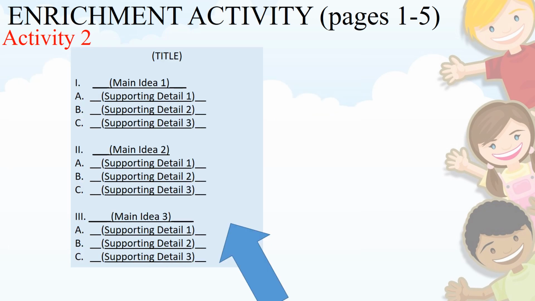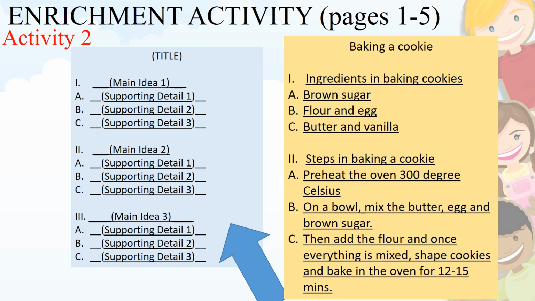So you have the title, the main idea, and the supporting details. Example, here, I put the title Baking a Cookie. Then the main idea number 1 is the ingredients in baking cookies. Then I gave the supporting details. The same with Roman numeral number 2, the main idea is steps in baking a cookie.